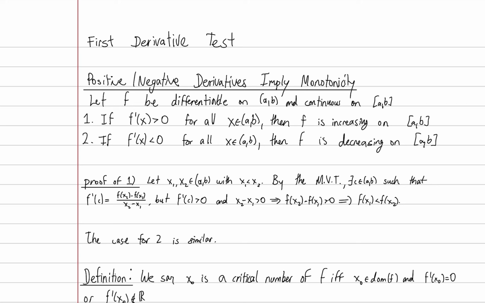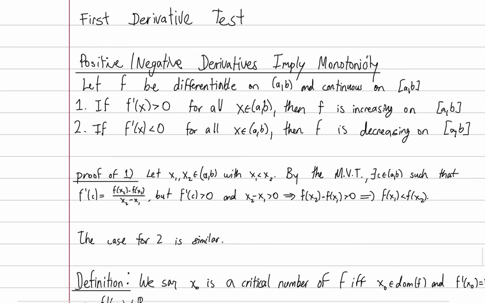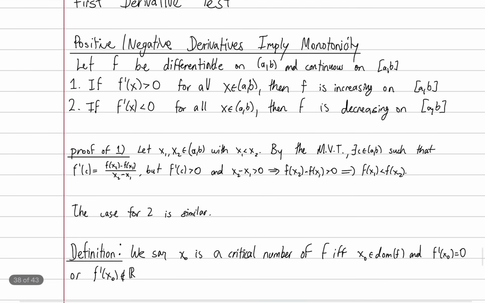and continuous on the closed interval, then if the derivatives are all positive in the interval, then f is increasing, and if all the derivatives are negative, then f is decreasing. Crucially, all of them have to be positive or negative, and it has to be on an interval. Now, why? Well, we're going to prove the first one and the second one is very similar, actually.